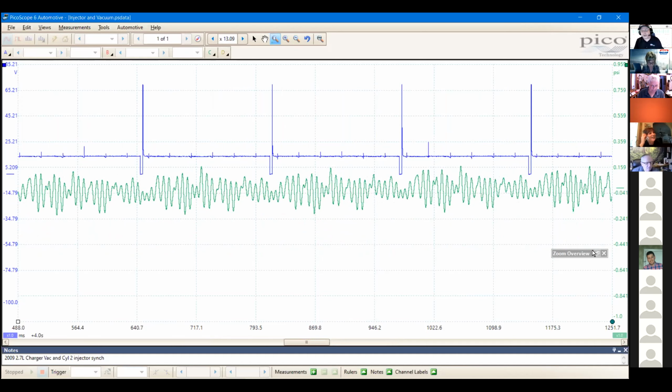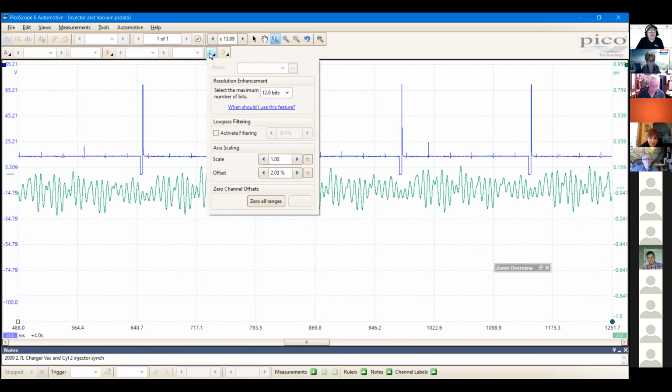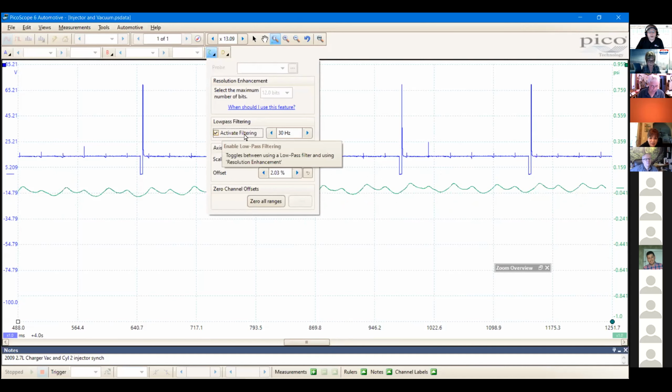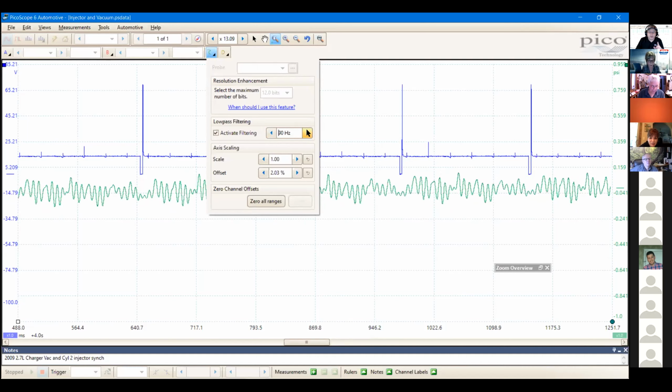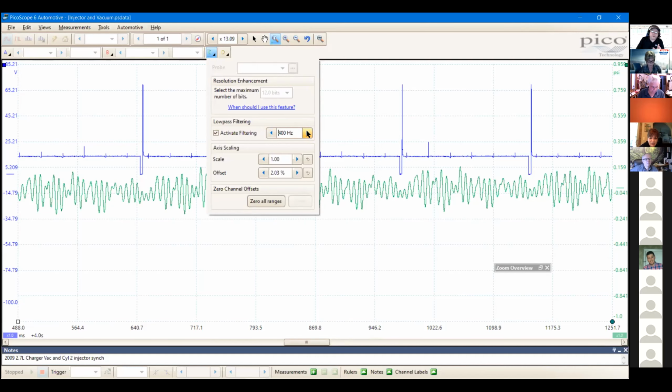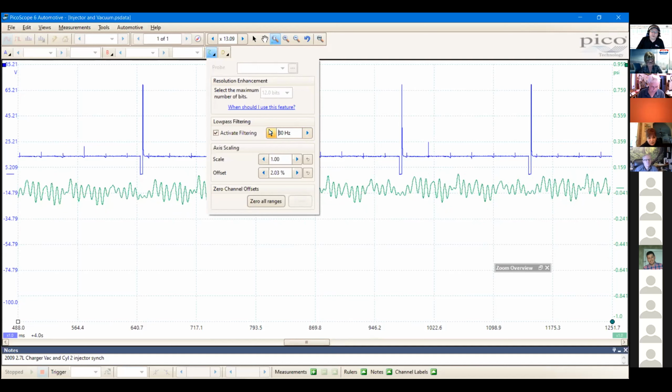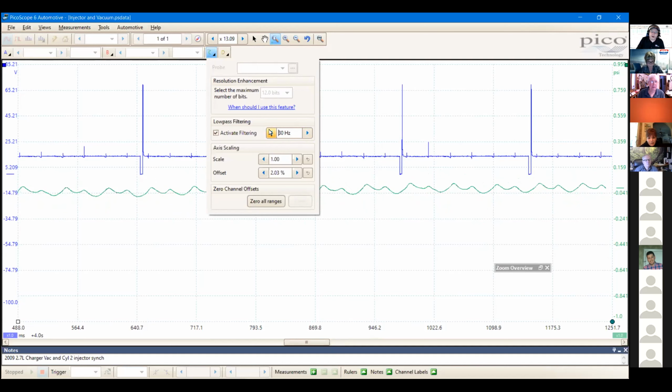I have a different trick. I use a method that I call super zooming and super filtering. Watch this. That looks like trash. So I'm going to come up to channel C and I'm going to super filter it. By super filtering, what I'm doing is I'm telling the scope not to alter the waveform in its capture state, but I'm telling it to ignore frequencies. Watch what happens when I get down around 30 hertz or so.